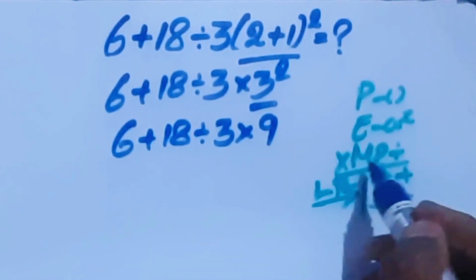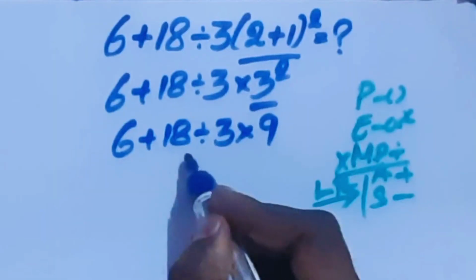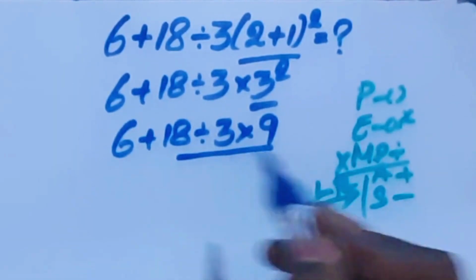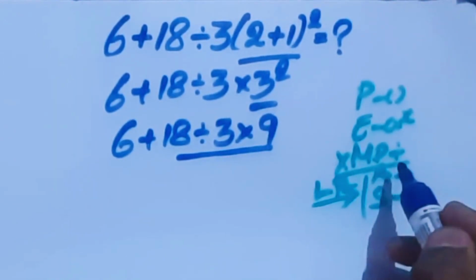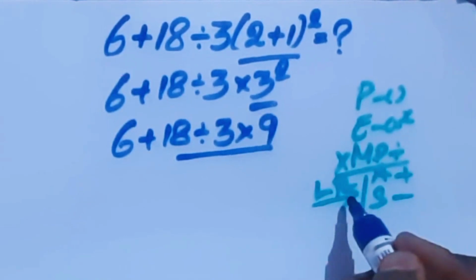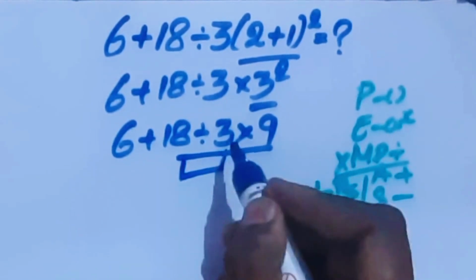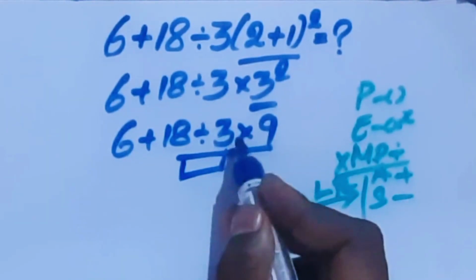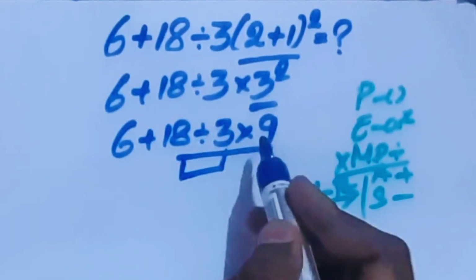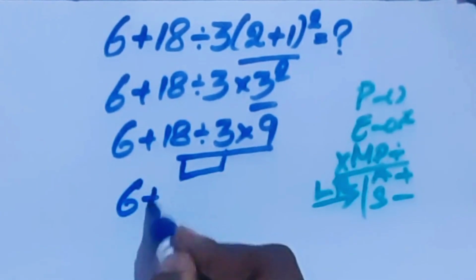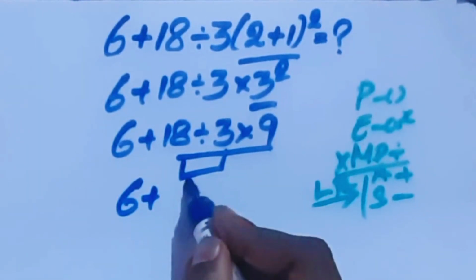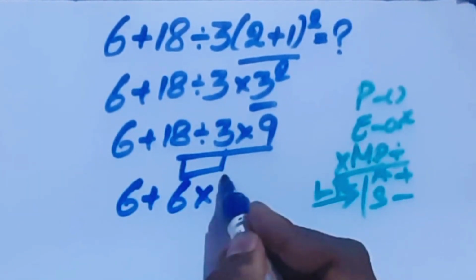Here the next priority is multiplication and division. So we have to do this division and multiplication before the addition. Here multiplication and division are equal priority. For this equal priority, we have introduced the left to right rule. Here left to right is 18 divided by 3. We have to do this 18 divided by 3 before the addition and multiplication. So 6 plus 18 divided by 3 is 6, times 9.